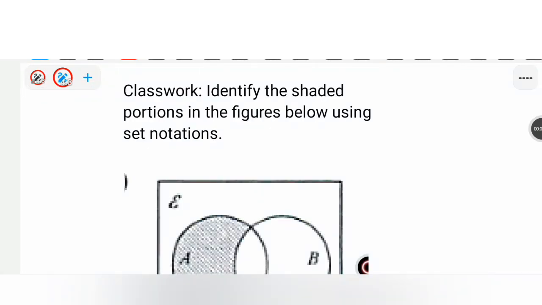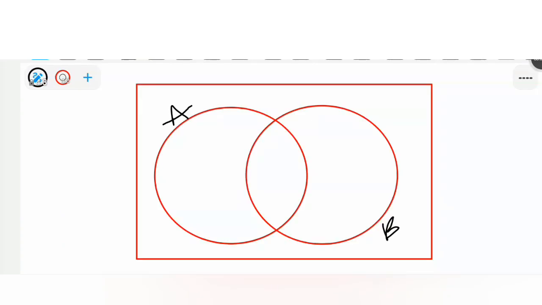So let's move to the next aspect. In this exercise, you are told to identify the shaded portions in the figures below. Before you can approach this kind of question, you need to first of all remember the parts of a Venn diagram when you have just two elements. Once you can identify what each part of this Venn diagram is, then you won't have any problem identifying any other question that you're given.